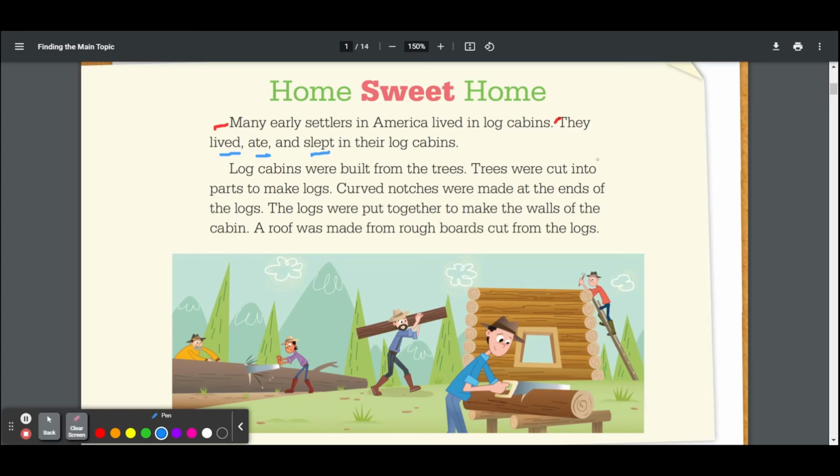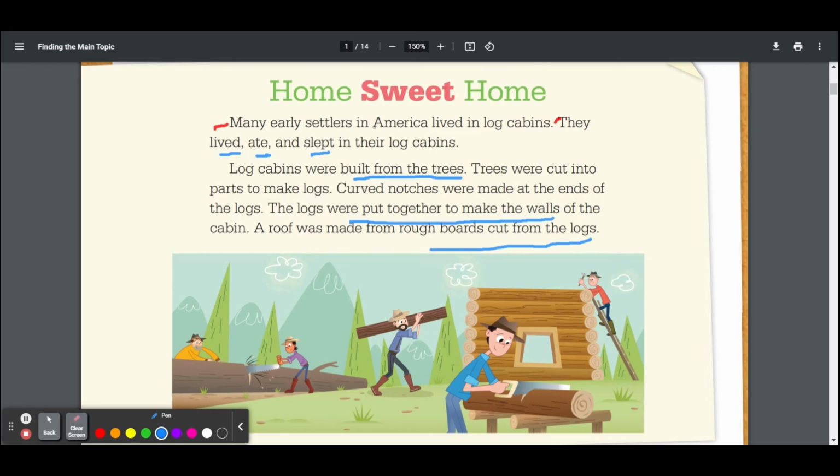There's a lot in there talking about the logs, and it tells us that the log cabins were built from trees. That could work. We also see a roof was made from rough boards cut from the logs. That would work. The logs are put together to make walls. All of these are supporting details to prove to us our topic sentence. Many early settlers lived in log cabins.